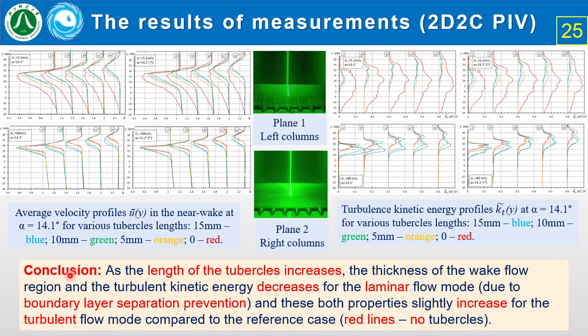These results allowed us to make the following conclusion. As the length of the tubercles increases, the thickness of the wake flow region and the turbulent kinetic energy decreases for the laminar flow mode due to boundary layer separation prevention, and these both properties slightly increase for the turbulent flow mode compared to the reference case shown by red lines and corresponding to the wing with no tubercles.